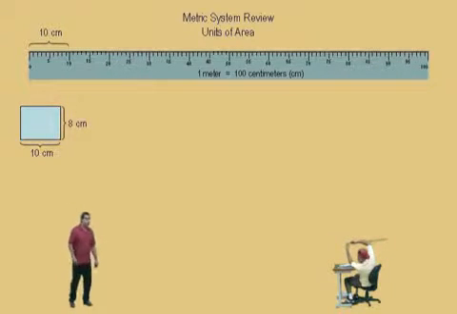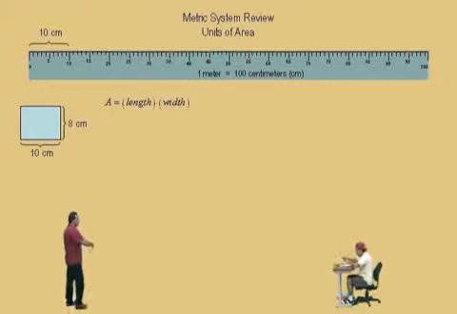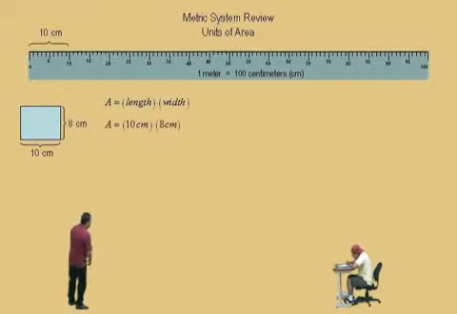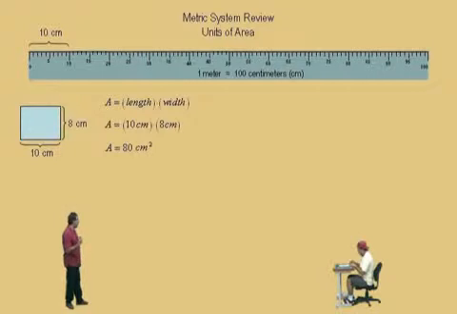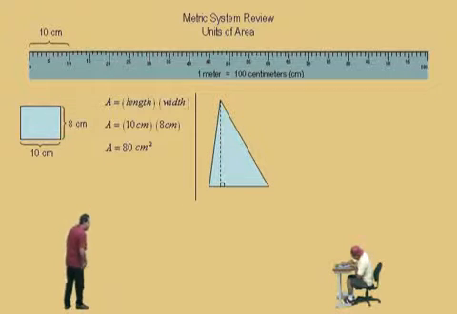Okay, that's good. Now, to calculate the area, the rectangular box is just length times width, right? 10 centimeters times 8 centimeters gives you 80. 10 times 8 is 80. We don't need a calculator for that. And centimeters times centimeters gives us centimeters squared, which is our dimensions for area. There you go.